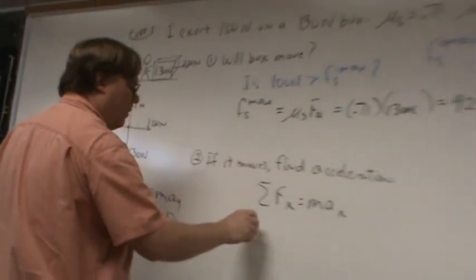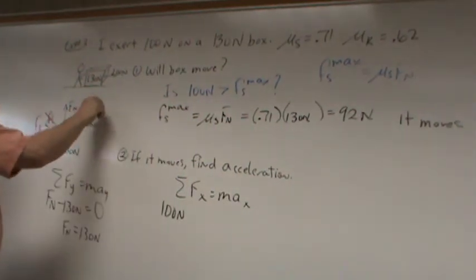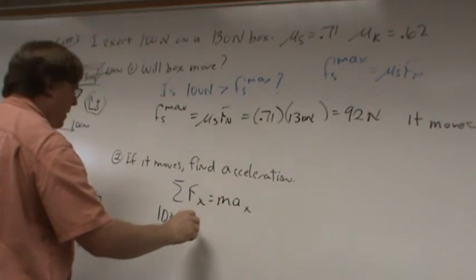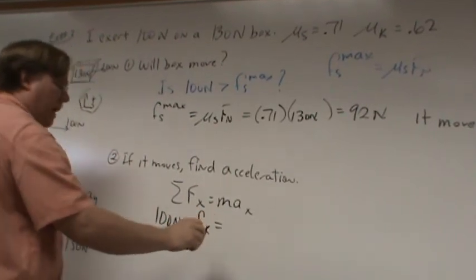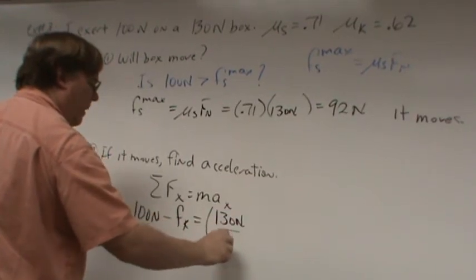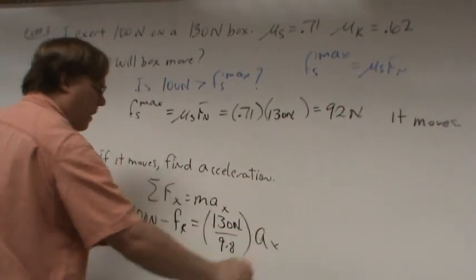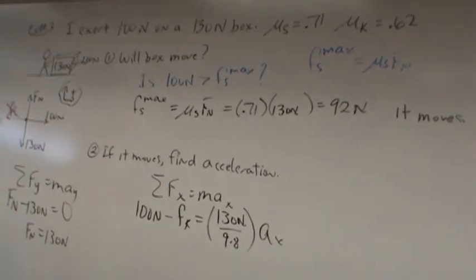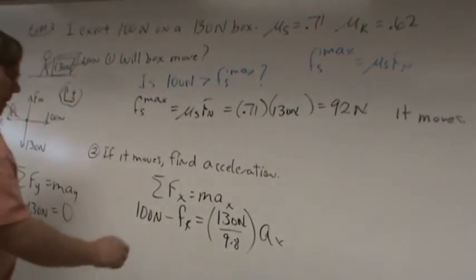So I've got 100 newtons acting to the right. I'm gonna define up as positive and the right as positive. I got my kinetic friction force acting to the left. I got my mass, which is 130 newtons divided by 9.8. And I've got my acceleration, which I'm gonna find. Kinetic friction force, I'm gonna have to put mu sub k F sub n.